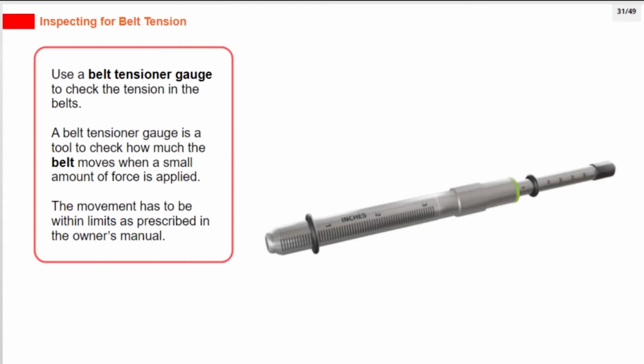Use a belt tensioner gauge to check the tension in the belts. A belt tensioner gauge is a tool to check how much the belt moves when a small amount of force is applied. The movement has to be within limits as prescribed in the owner's manual.